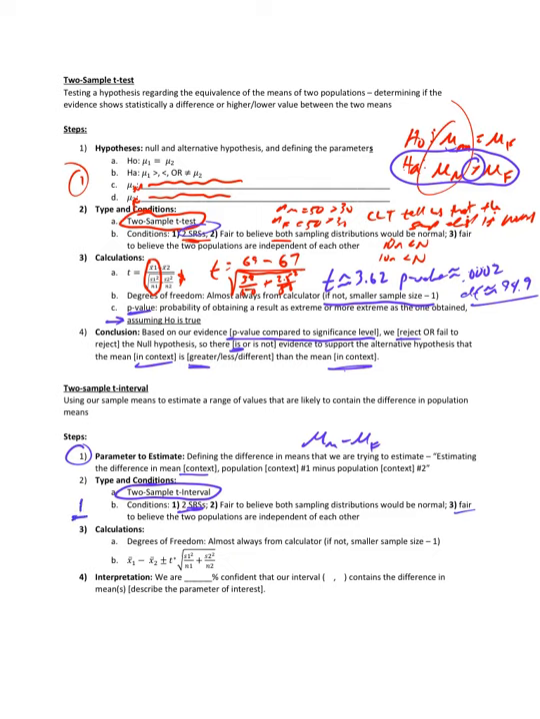So that would cover the type and conditions. Now that's going to be your first point here. The second point, as we noted above, you're going to take degrees of freedom most likely from your calculator. Okay, so in our situation, the X bar 1, the S sub 1, and the N sub 1 are the male information again. The X bar 2, the S sub 2, and the N sub 2 is the female information.